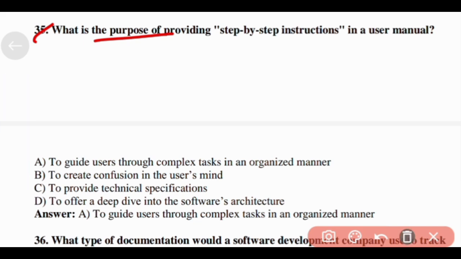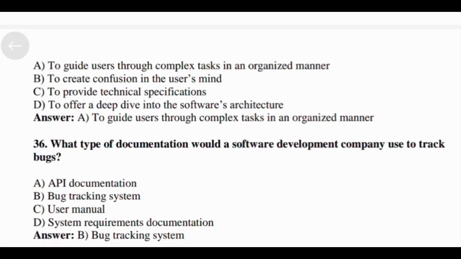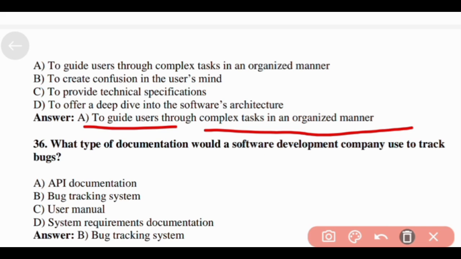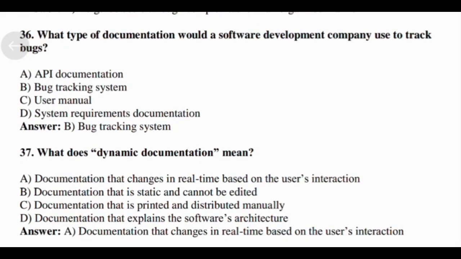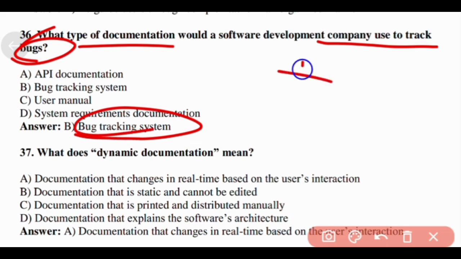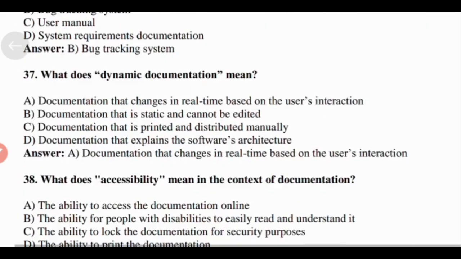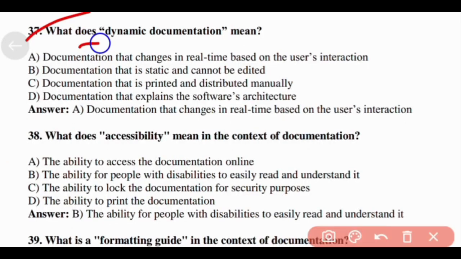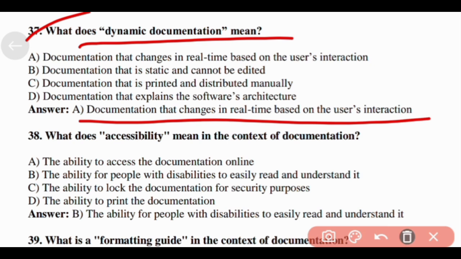What is the purpose of providing step by step instructions in the user manual? To guide users through complex tasks in an organized manner. What type of documentation would a software development company use to track bugs? Bug tracking system. What does dynamic documentation mean? Documentation that changes in real time based on the user's interaction.